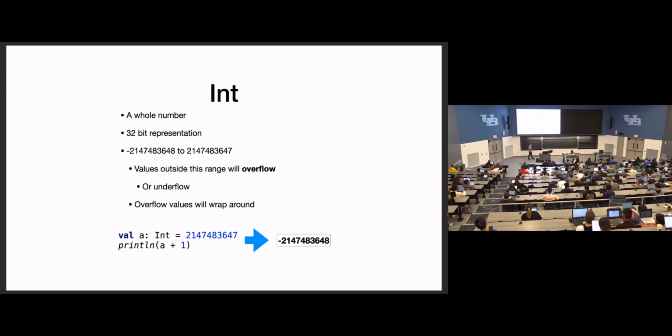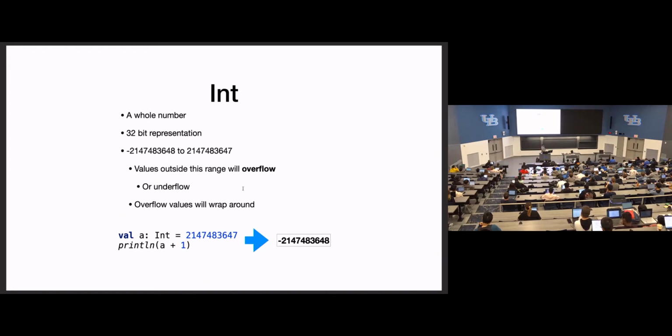So if you're using an int value, you should at least be aware that you have to be contained in this roughly negative 2 billion to positive 2 billion range. And once you step out of that range, stuff's going to break. This is what we call overflow or underflow. If somebody says your integers are overflowing, this is what that means.